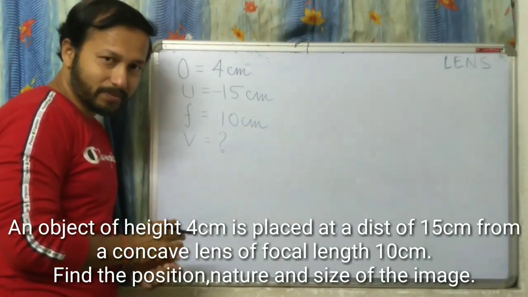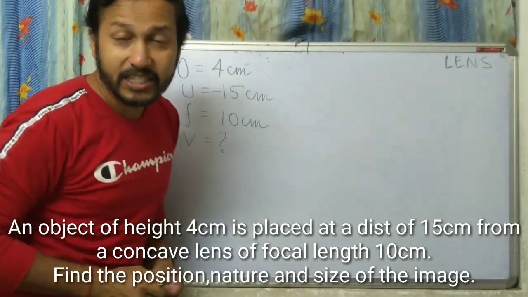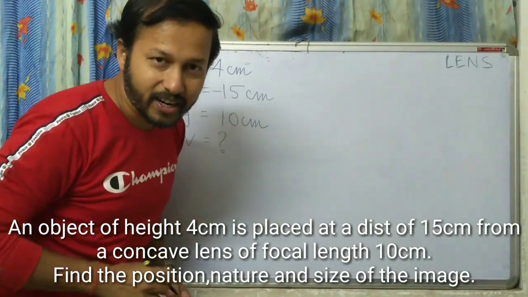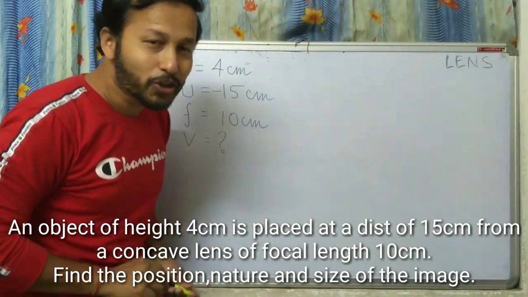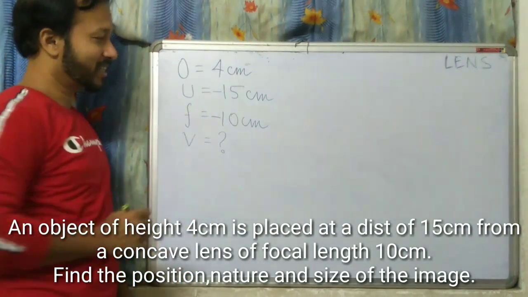Focal length is positive for a convex lens. Focal length is negative for a concave lens. Which lens is mentioned here? Concave. So focal length is minus 10. Got it?